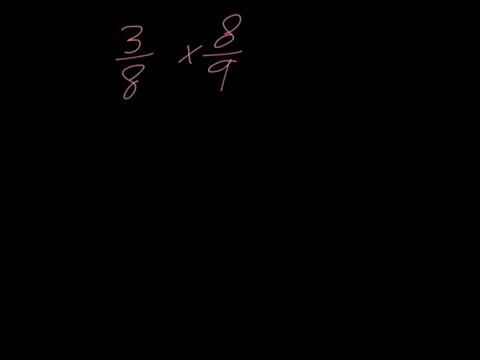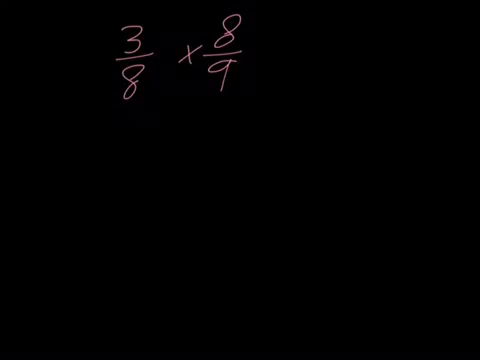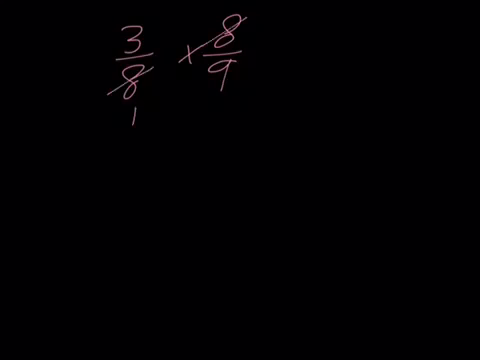For our next problem, we have 3/8 multiplied by 8/9. Here, we can easily see that 8 divides into 8 1 time, and that 3 divides into 3 once, 3 divides into 9 3 times. So 1 times 1 is 1. 1 times 3 is 3.